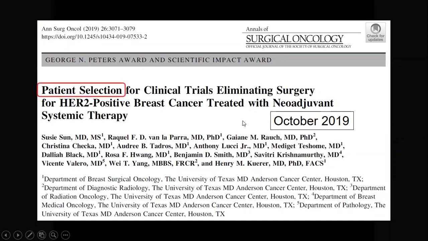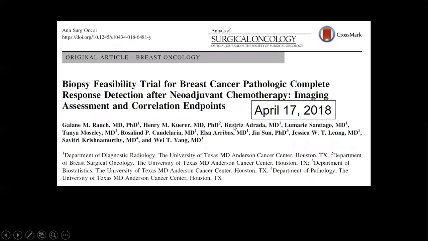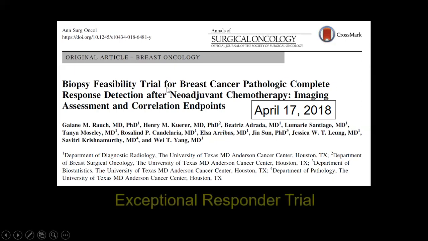And it turned out that patient selection is a very important part of this process. And just to share with you one article from our center, primarily from the surgeons, in October 2019, that talked about selection for HER2-positive breast cancers treated with neoadjuvant systemic therapy. But going back a little bit in terms of the biopsy part and what we radiologists do, this is from 2018, and this is a biopsy feasibility trial. What we did was that we are looking at our patients who respond well, and they're called the exceptional responders.